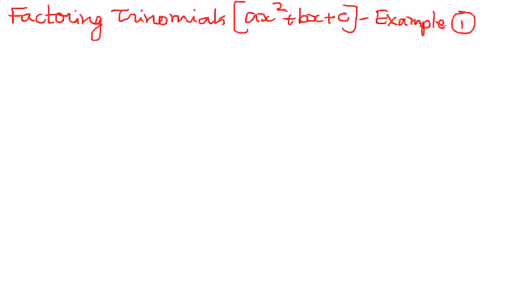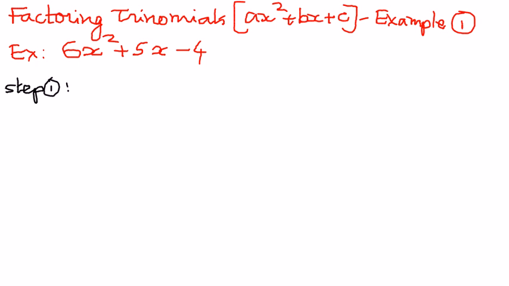Welcome to my presentation. In this presentation, let us try to solve some example problems related to factoring trinomials of the form ax squared plus bx plus c. Let's take a simple example, and in this example, let the trinomial be of this form: 6x to the power of 2 plus 5x minus 4. Okay, so we will use these steps to be able to factor it out.